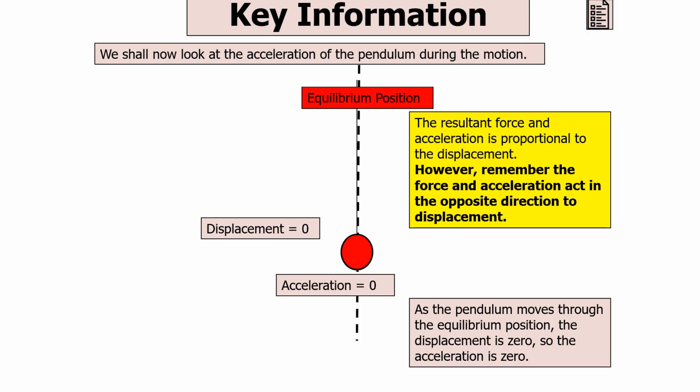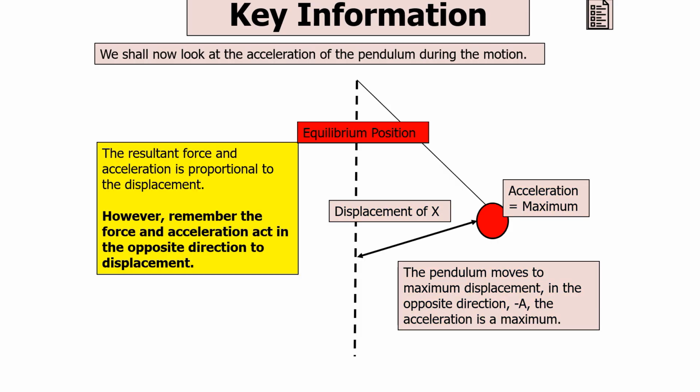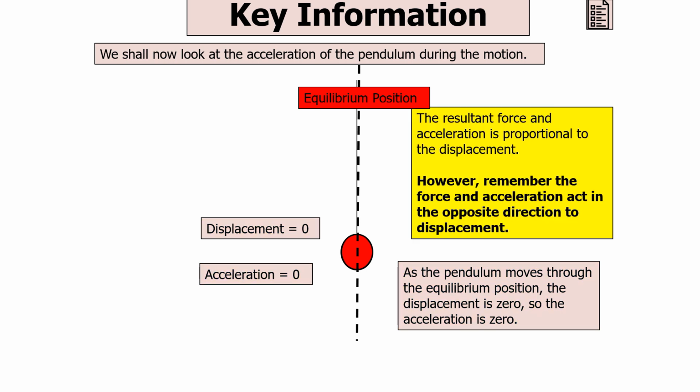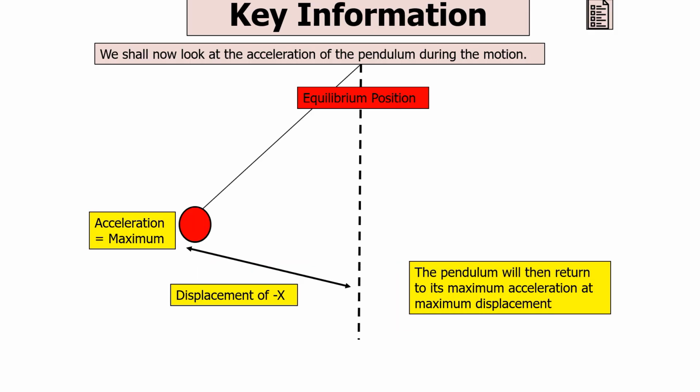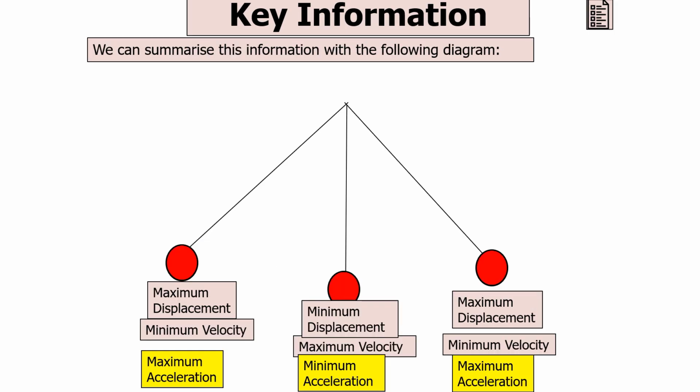No displacement, no acceleration. When we get to our displacement of x, our acceleration is a maximum again, because we have a maximum displacement. Once we go through our equilibrium position again, the displacement and acceleration will both be 0. We then return to our original position of minus x, and here we've got our maximum acceleration again, remembering that the acceleration is in the opposite direction to the displacement. So we can summarize that when we have a maximum displacement, we have a maximum acceleration. When we have a minimum displacement, we have a minimum acceleration.